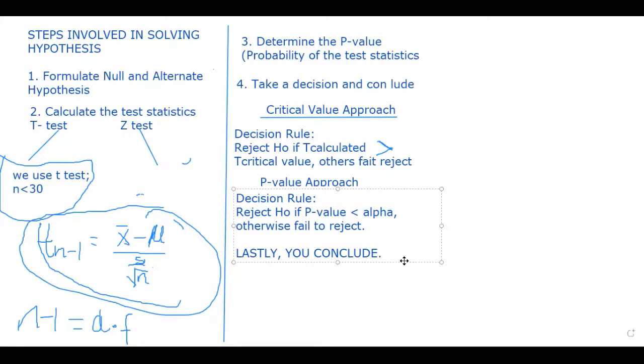The next time you meet, you are going to solve questions. That is the hypothesis, the one sample. We're going to formulate our hypothesis and solve them. Then when we finish, we solve one or two or three practical questions and move on.